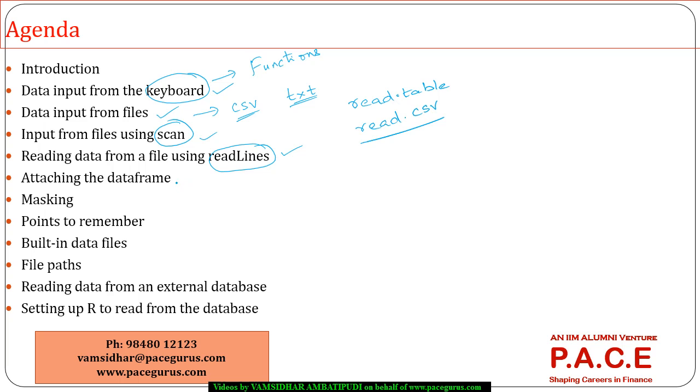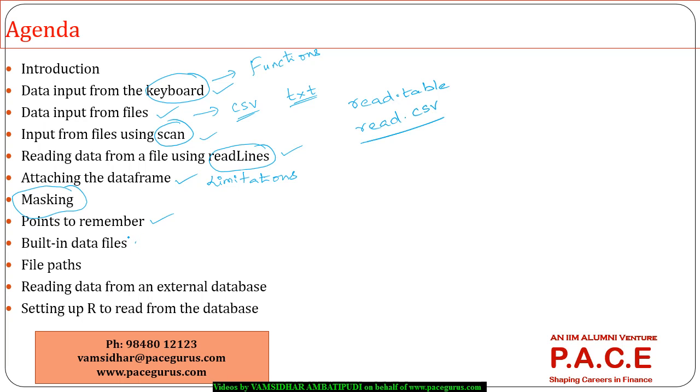Then, what do I really mean by attaching the data frame to R? What happens in it? What are the kinds of limitations when I attach? What are the kinds of warning signals that I get when I attach my data frames in R? Within that context itself, we'll spend some time trying to understand what is masking. And regarding all these data inputs, we will be discussing a few important points to remember while getting the data into R from any of these input sources.